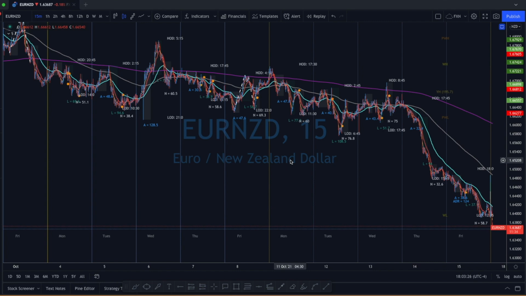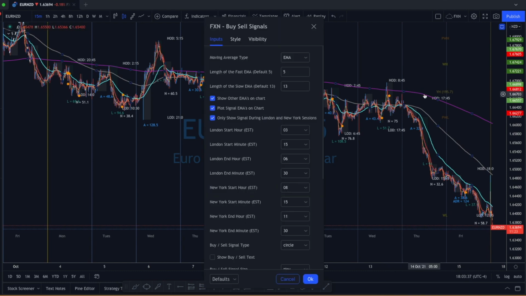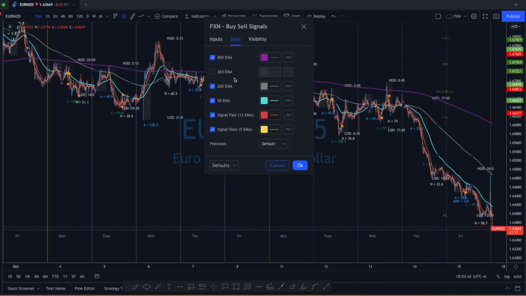Now, one thing that I want you guys to do immediately, if you haven't done so already, is double click on any of the EMA lines, and it'll bring up the settings. What I need you to do is go into style and uncheck the 365 EMA. We don't use that at all. So please make sure you uncheck it so it doesn't appear, because I don't want you making trading decisions off of a 365 EMA. Everything else you leave alone. It's literally just style and uncheck the 365 EMA.